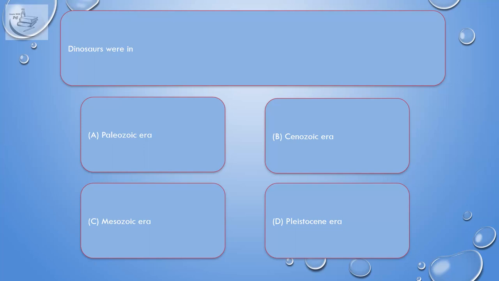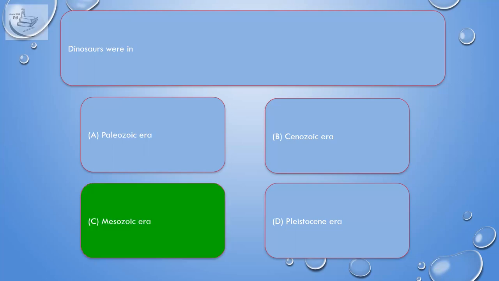Question: Dinosaurs were in A. Paleozoic era, B. Cenozoic era, C. Mesozoic era, D. Pleistocene era. Correct answer is C. Mesozoic era.